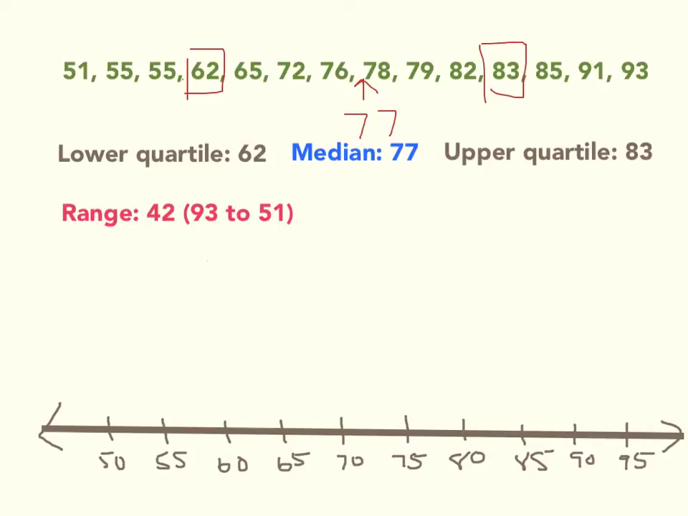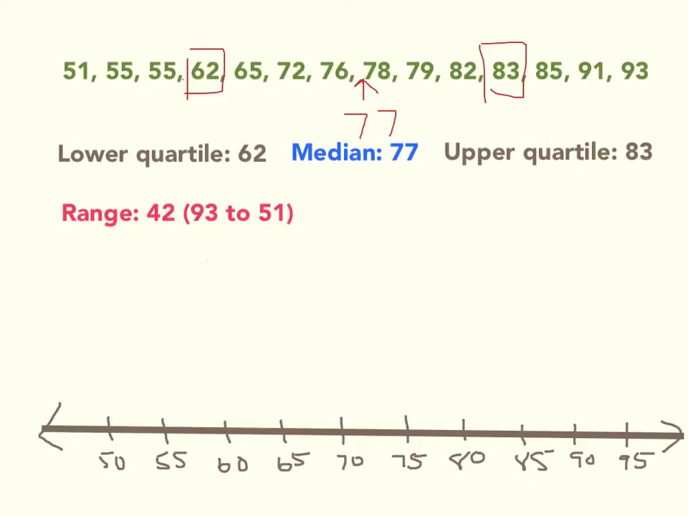Now I'm going to start graphing my data. First thing I need to do is figure out the range. In this case, the range is 42. From 93 to 51, the difference is 42. I'm going to figure out my intervals. 5s seems like a good interval to graph. So I make a number line, and I'm going to start at 50 because 51 is my lowest number, and I'm going to end at 95 because 93 is my highest number.